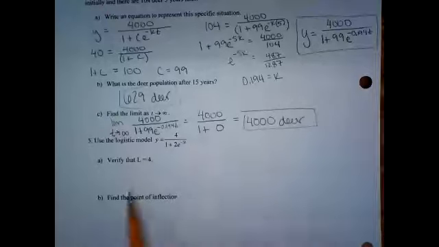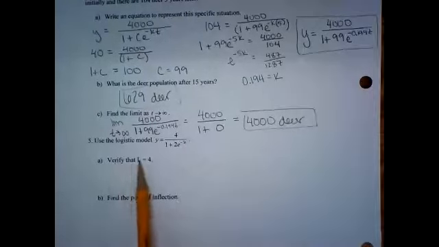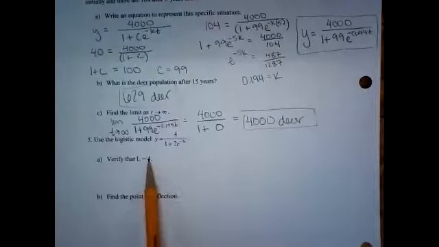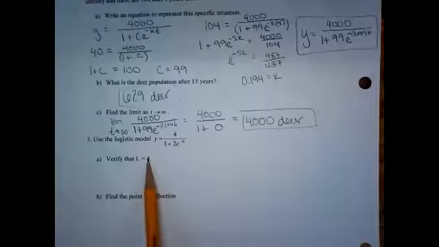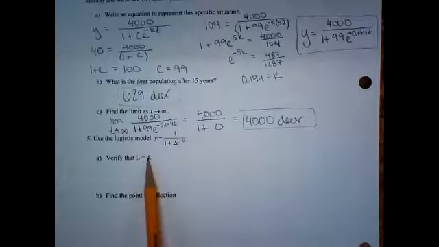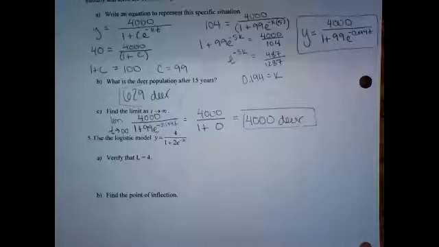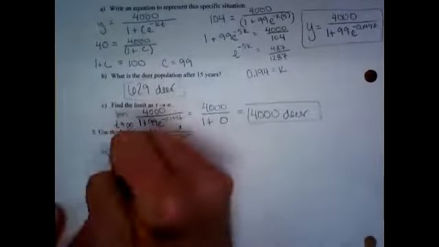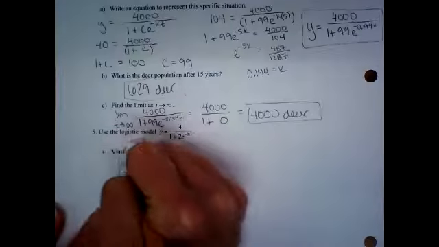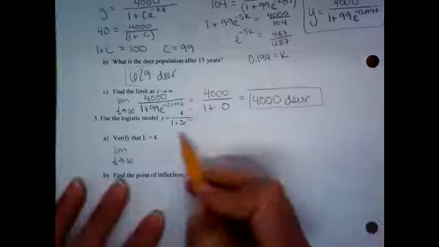Not for that, but look at this one. It says verify that L equals 4. So now since it says verify, you do have to show the steps. And you're like, why'd you make us write it for the last one in school? Because I want you to see where it came from. All right, verify that L equals 4. So we're going to do limit as time goes to infinity for this model right here.